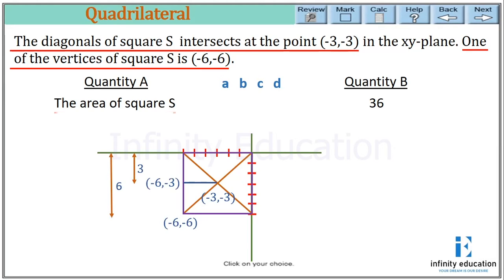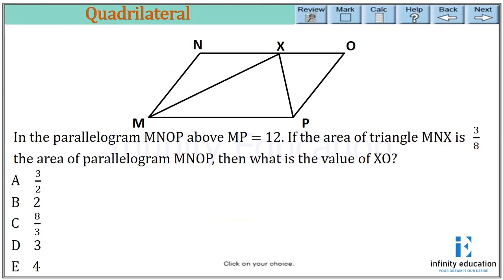Now quantity A is asking the area of square S. We know the formula for area is side squared, that is 6 squared. So we get quantity A as 36. Quantity B is given as 36. So both of them are equal, and C is the answer to the question. I hope the question is clear. Now let's see one more example.